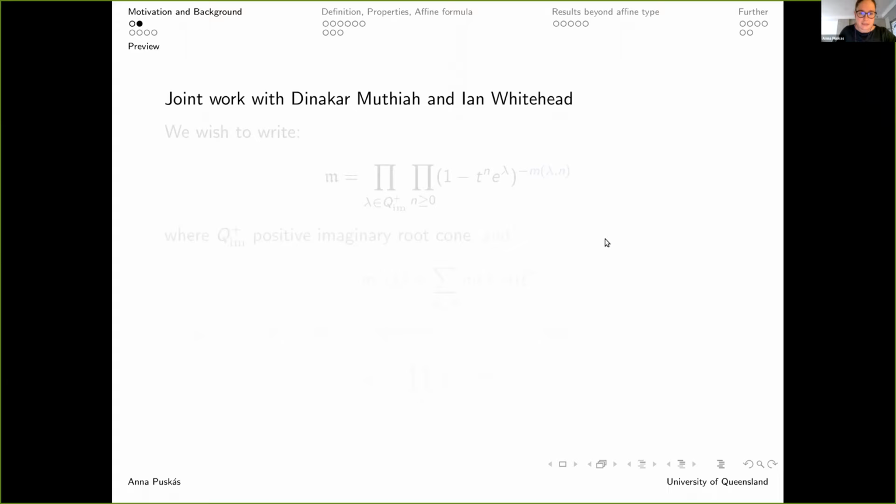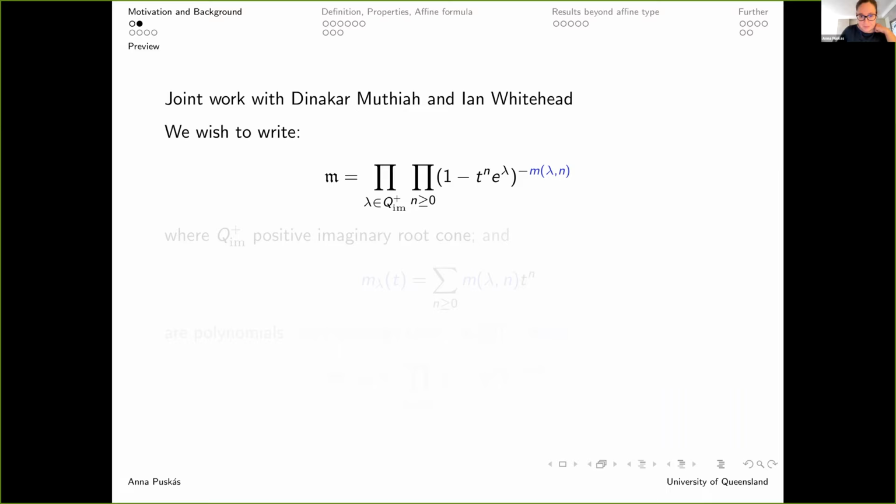So in this joint work with Dinakar Muthiah and Ian Whitehead, we try to understand some things about this correction factor in the Kac-Moody setting, specifically beyond affine types. As we'll see, for affine types, this correction factor is known. So when we say we wanted to understand certain things about it, the statements will take more or less the following shape. We will write M as a product over the positive imaginary root lattice, root cone, I should say.